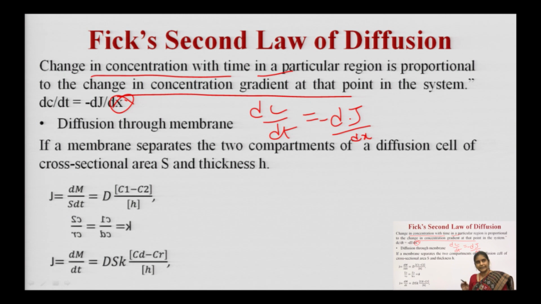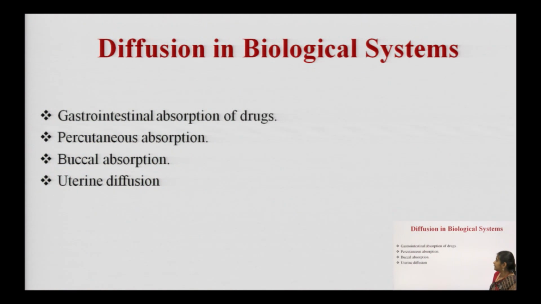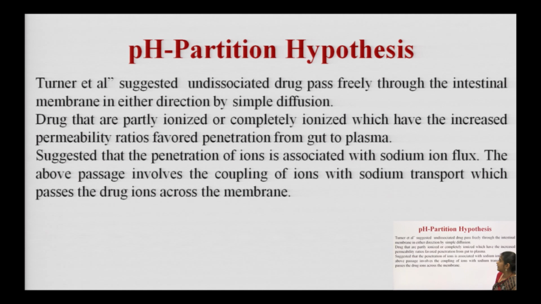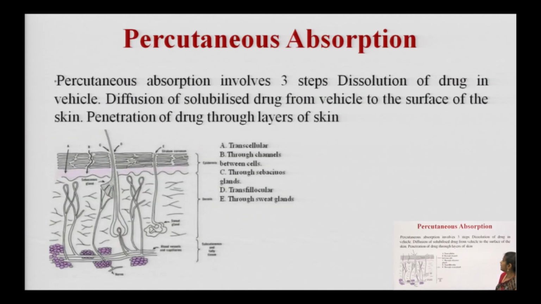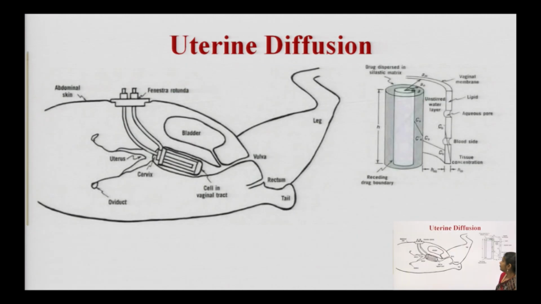Okay. So, in the next class we will continue with what happens if the membrane separates the two components, and we will go through some of the examples related to diffusion at different sites in the body. Like what happens in gastrointestinal absorption and percutaneous absorption, and then we will read about the pH partition hypothesis, buccal absorption, and uterine diffusion. Okay.